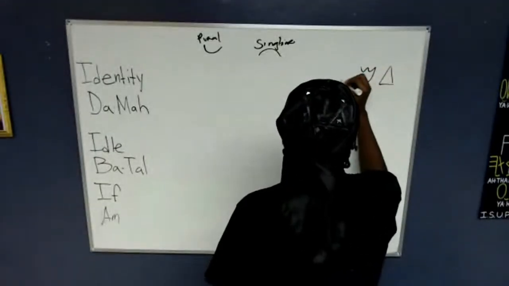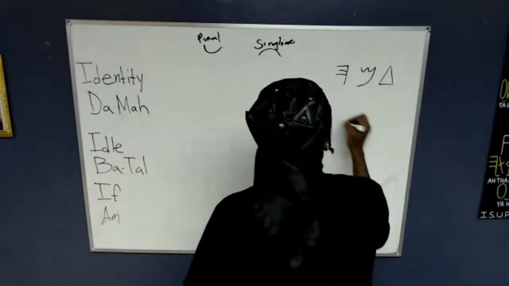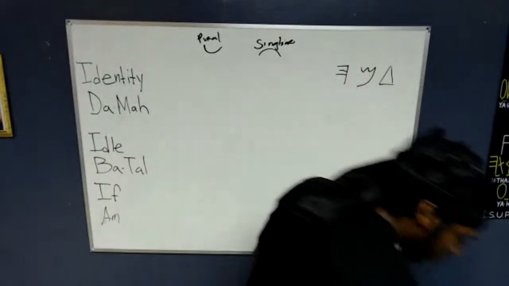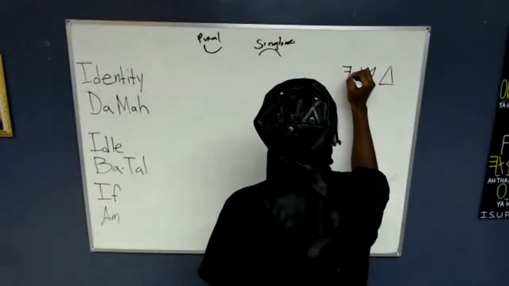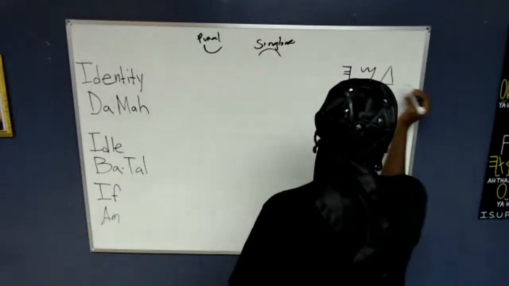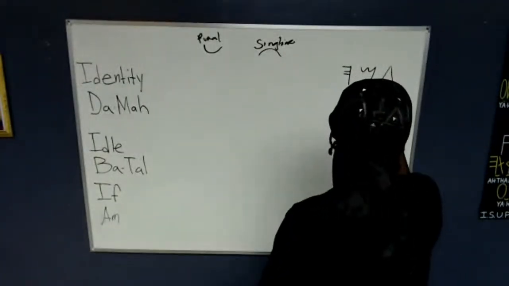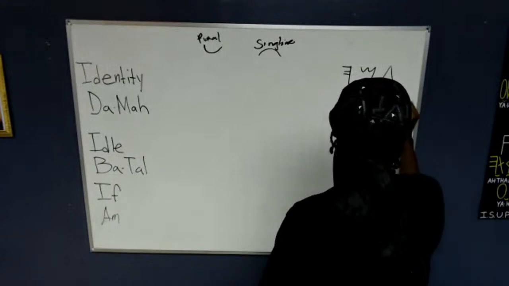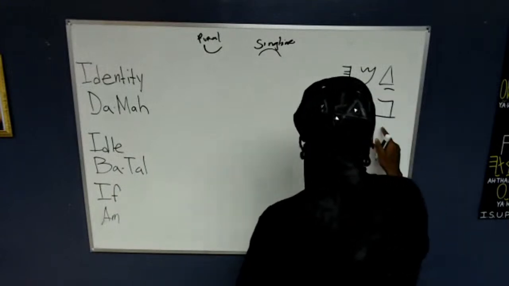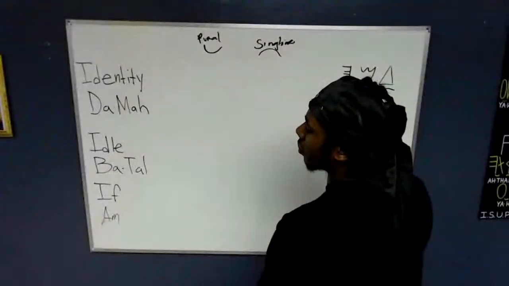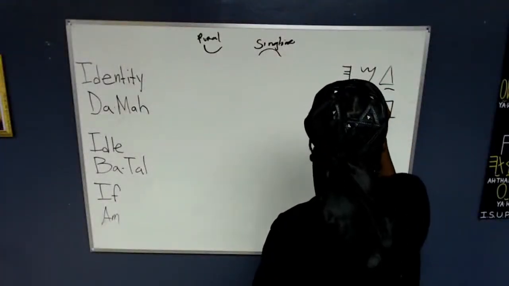Identity. Right? Da ma. Da ma. You got idle. Ba tall. Ba tall.